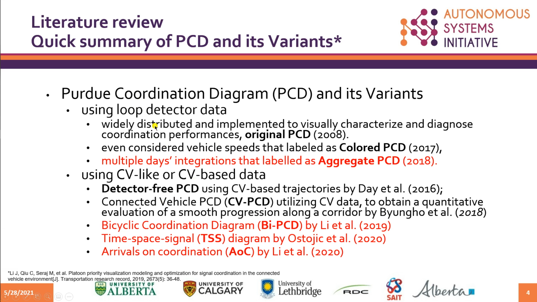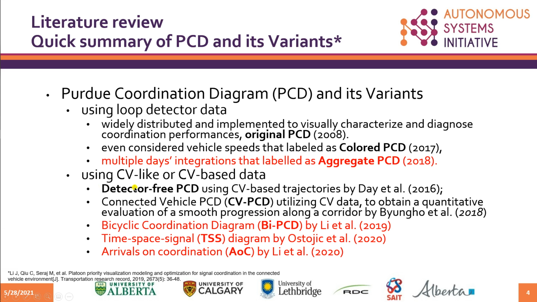The first category is using loop detectors. The original PCD is widely used to characterize the coordination performances, starting from 2008. Then when considering the vehicle speeds, it is the color PCD. Then when considering the multiple days integrations, it is the aggregated PCD.